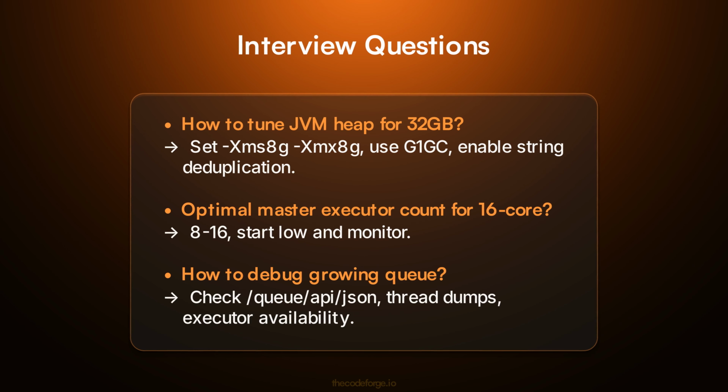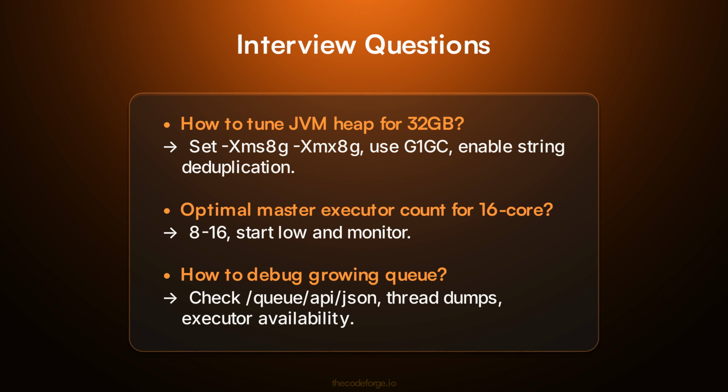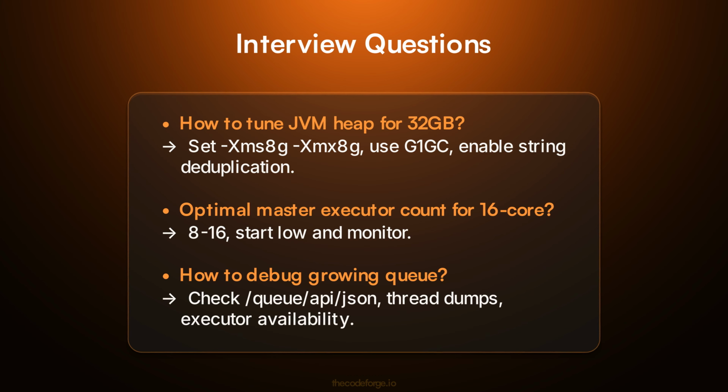Let's run through some common interview questions. How to tune JVM heap for 32 GB? Set Xms 8G, Xmx 8G, use G1GC, enable string deduplication. Optimal master executor count for 16 cores? 8-16; start low and monitor.